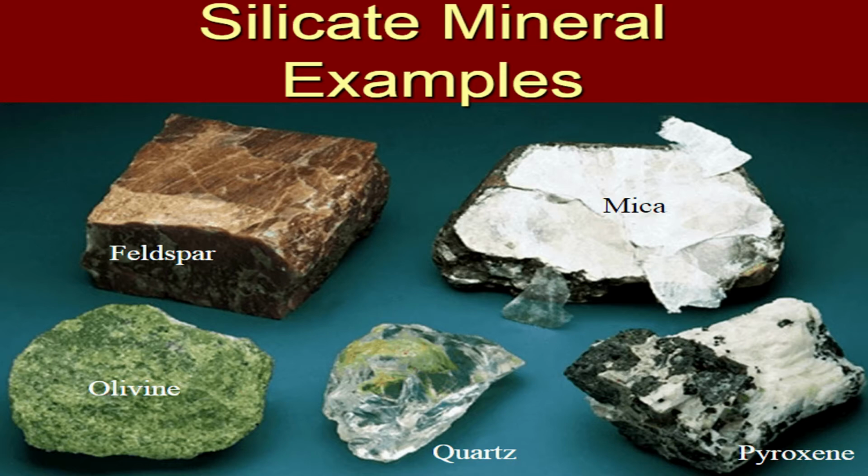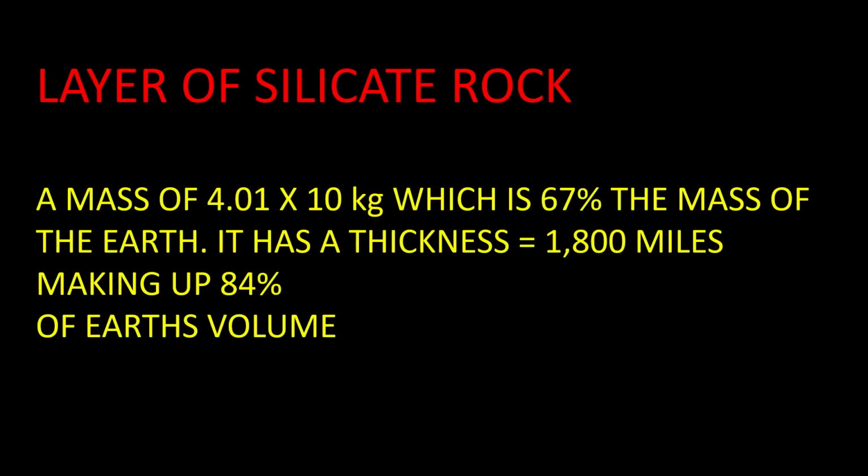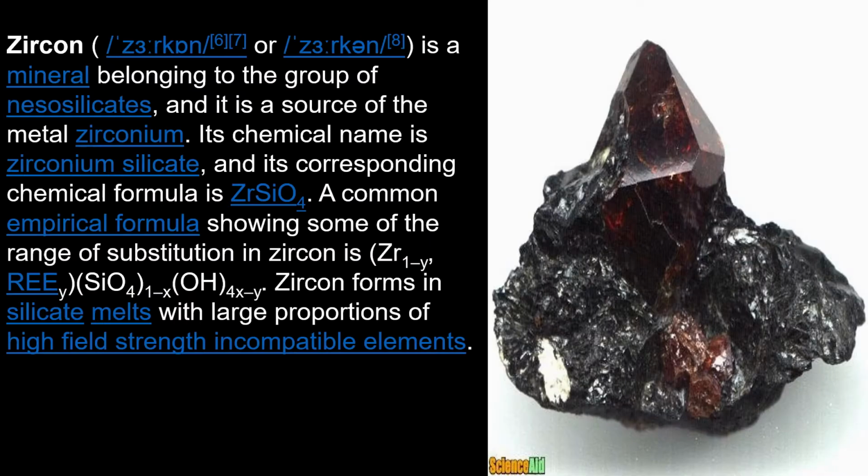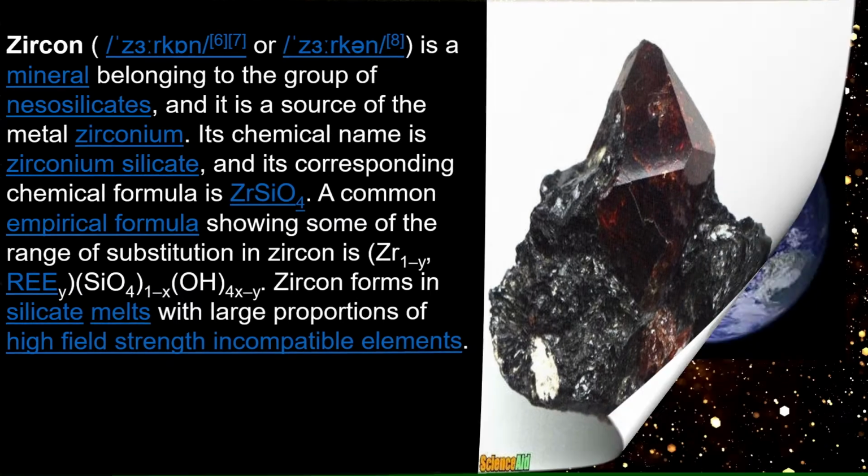This image represents some examples of silicate minerals, from quartz to mica. The layer of silicate rock is predominantly solid, but in geological time behaves as a viscous fluid. Remember when we started this video, we looked at zircon. Well, zircon is a silicate mineral. In geology, silicate is used to mean silicate minerals, ionic solids with silicate anions.